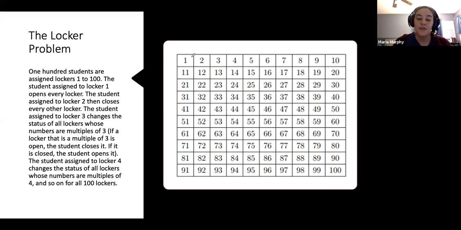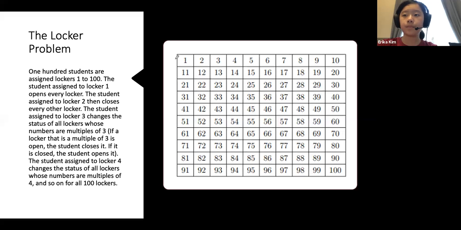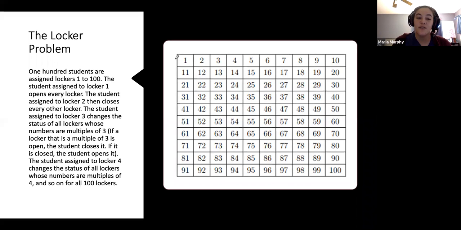The second person is going to come from the beginning. He's going to close every other locker, right? That means he's going to close this one, close that one, close this one, and keep going. The third student is going to change the status of the lockers that are multiples of 3, right? So starting from the beginning, if 3 was open, it now becomes closed. If 6 was open or closed, then that status changes. So take a minute or so to work it out, and then we'll go through it together.